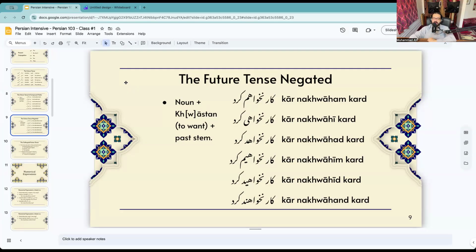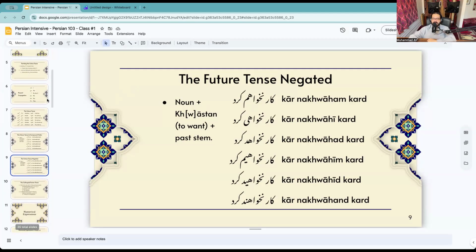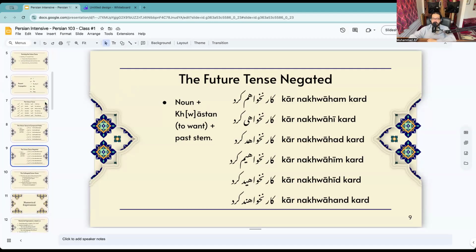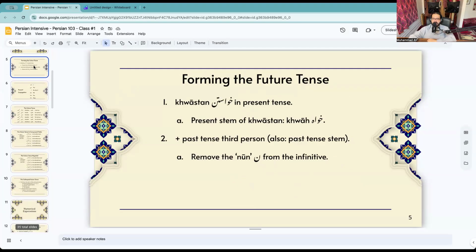So that's how it goes essentially in Persian. All right, I think this is relatively simple as far as a tense can go. Let me know if you guys have any questions again before I move on from it. You have khastan, its stem is kha, and you conjugate that in the present tense. You add these endings.